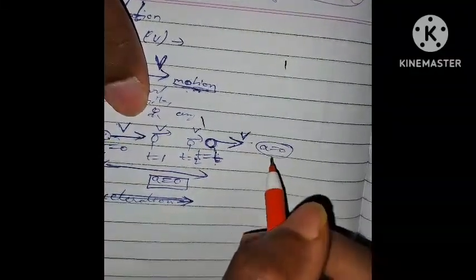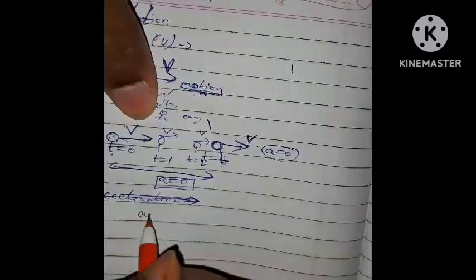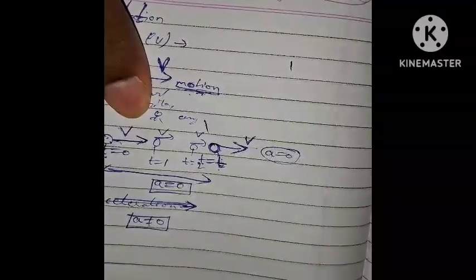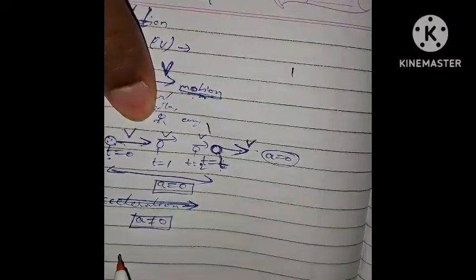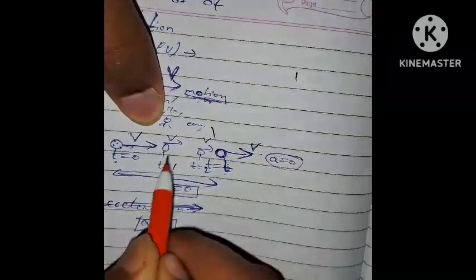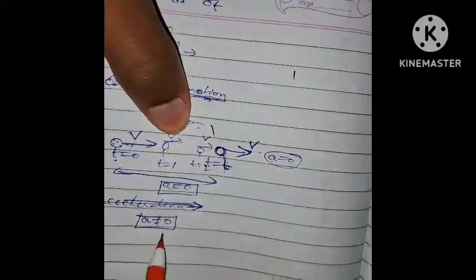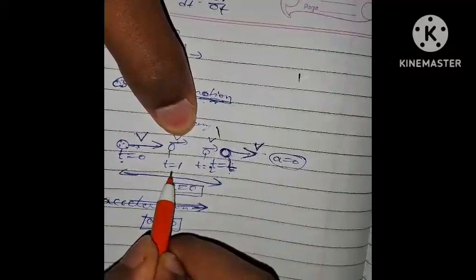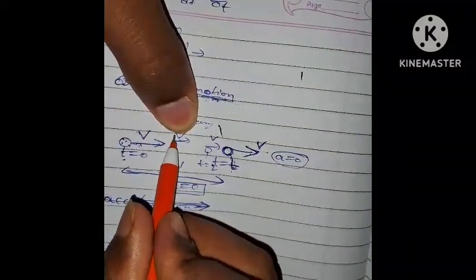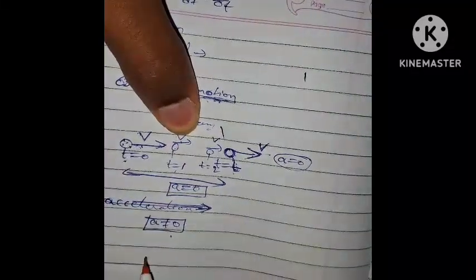What happens if acceleration is there? Let's say acceleration is not equal to 0. If acceleration is not equal to 0, there will be a change in the velocity. At t equal to 1 second the object will not be moving with the velocity v. Either it will be decreased or increased, it will be changed.